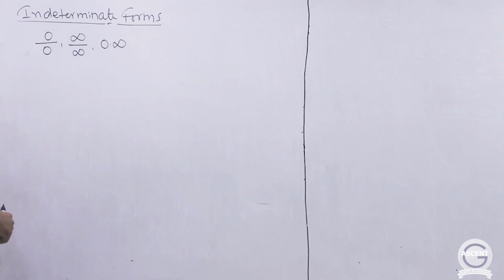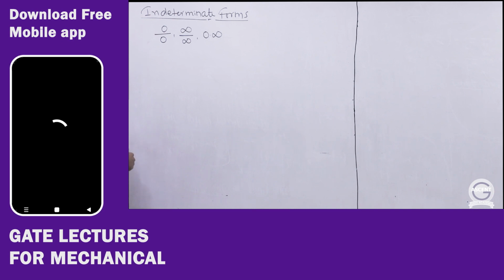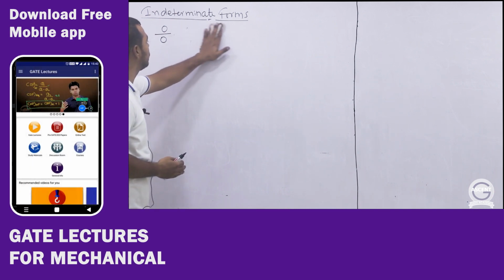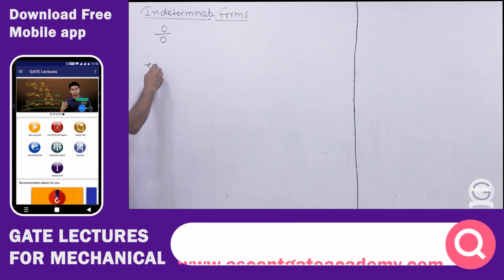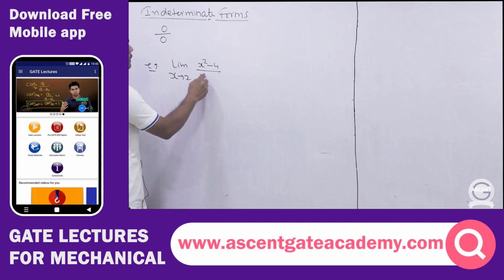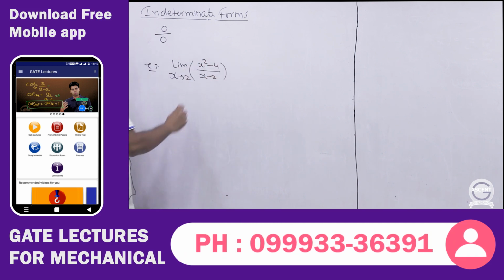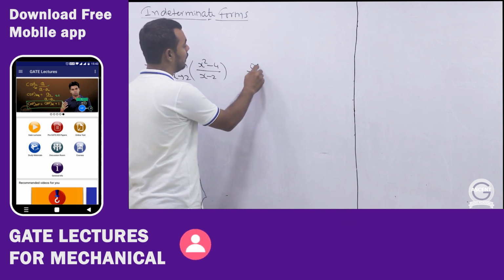Now, why am I calling these forms indeterminate? First, let us understand the meaning of indeterminate form. If you see the first indeterminate form 0 by 0, our first example is limit x tending to 2, (x square minus 4) by (x minus 2). Here if you place x equals 2, you will get (4 minus 4) by (2 minus 2). So this is an example of the 0 by 0 indeterminate form.